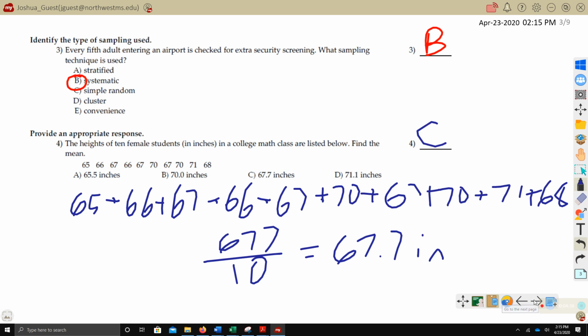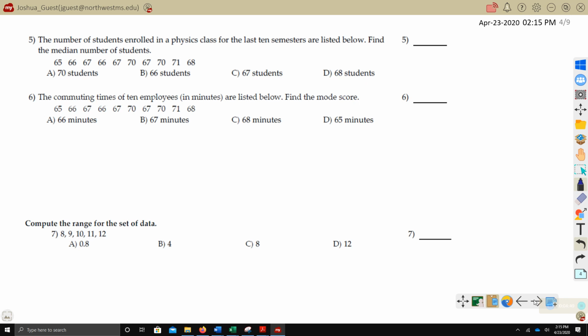We have the number of students in a physics class for the last 10 semesters. Find the median. So to find the median, we need to put these things in order from smallest to largest, right? And take the middle number, or if it's an even number, the middle two numbers, and take the mean of those, the average. So is anything less than 65 here?